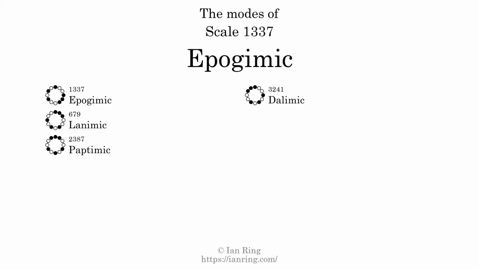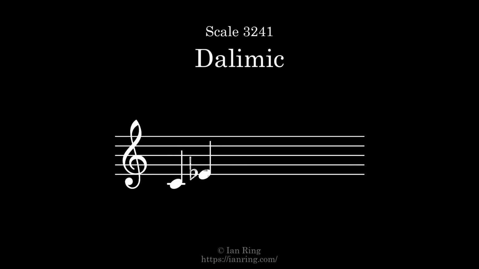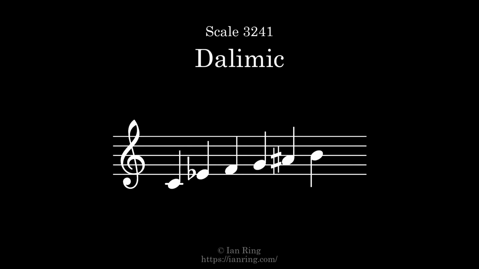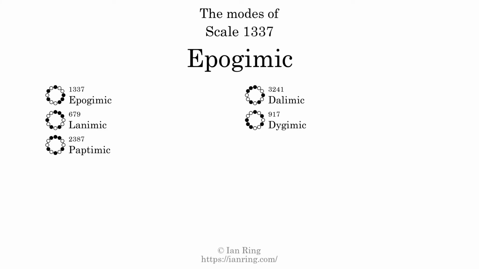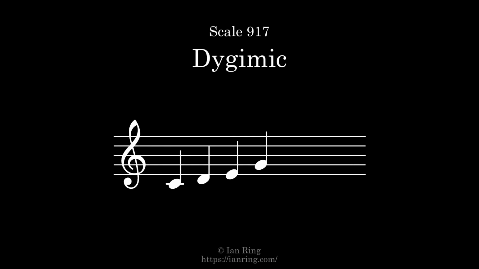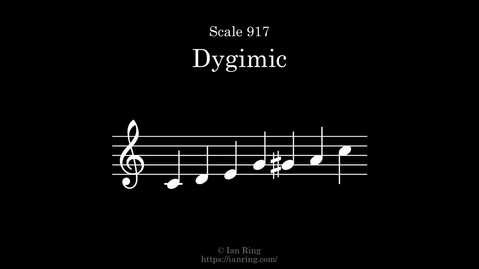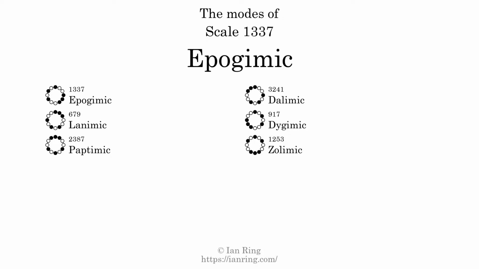The fourth mode is scale 3241, also known as dilymic. It sounds like this. The fifth mode is scale 917, also known as digimic. It sounds like this. The sixth and last mode is scale 1253. Also known as dilymic. It sounds like this.